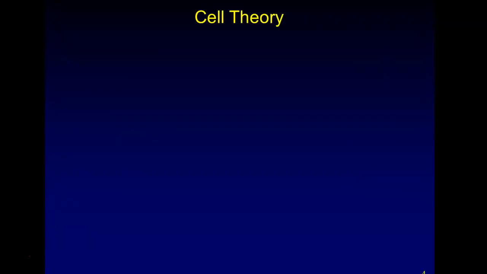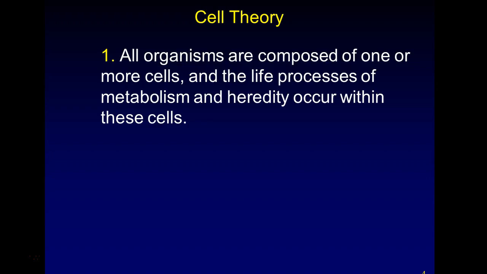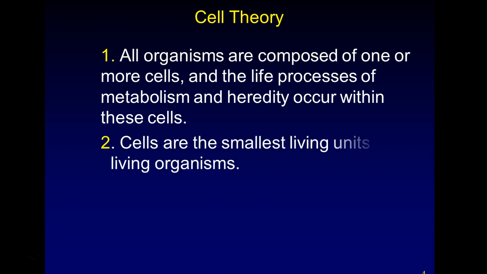We need to first talk about the cell theory. The first part of the cell theory is that all organisms are composed of one or more cells, and the life processes of metabolism and heredity occur within these cells. Metabolism, we're going to be talking a lot about this year, but all metabolism really means for our purposes today is all the reactions that go on. They occur inside of cells. And heredity, obviously, is dealing with our DNA.